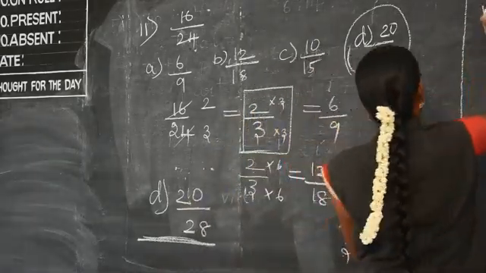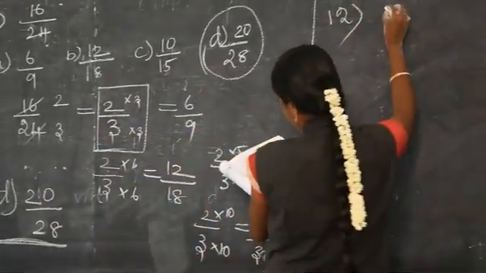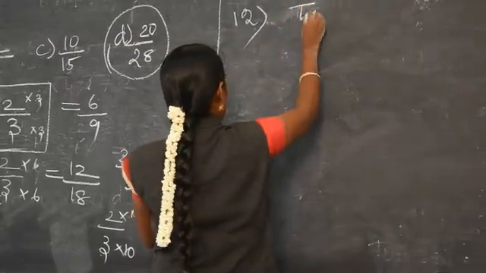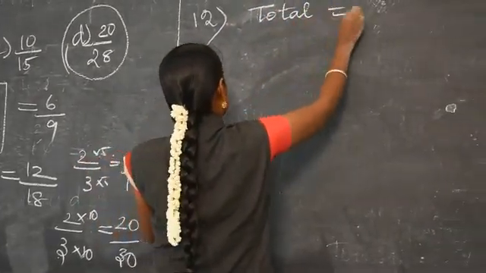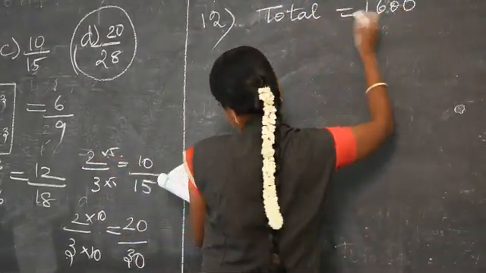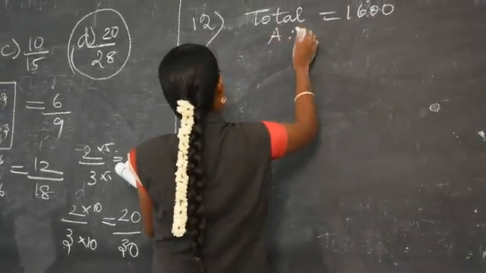Next, question number 12. The total amount is given as 1600. The share of A is to be A and B.